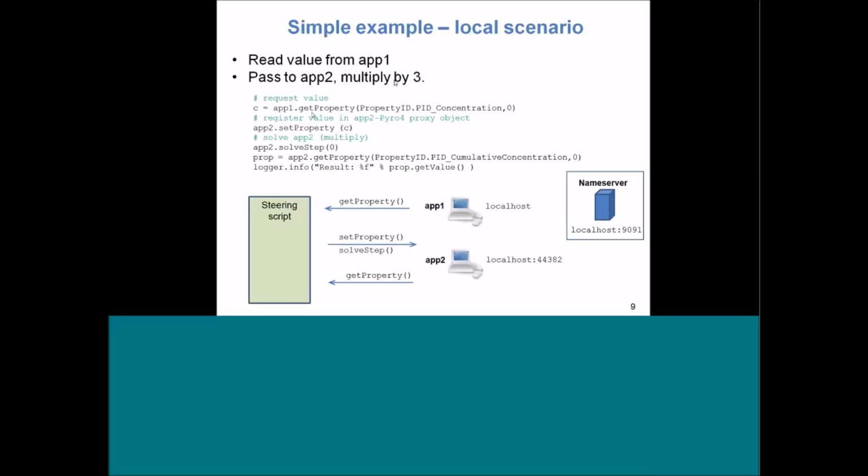So how does it work? Again, from application 1, we have to get the value, which is somehow there. We set this value to application 2. Then we solve, which means in this case we multiply by 3. And we will print out the value.